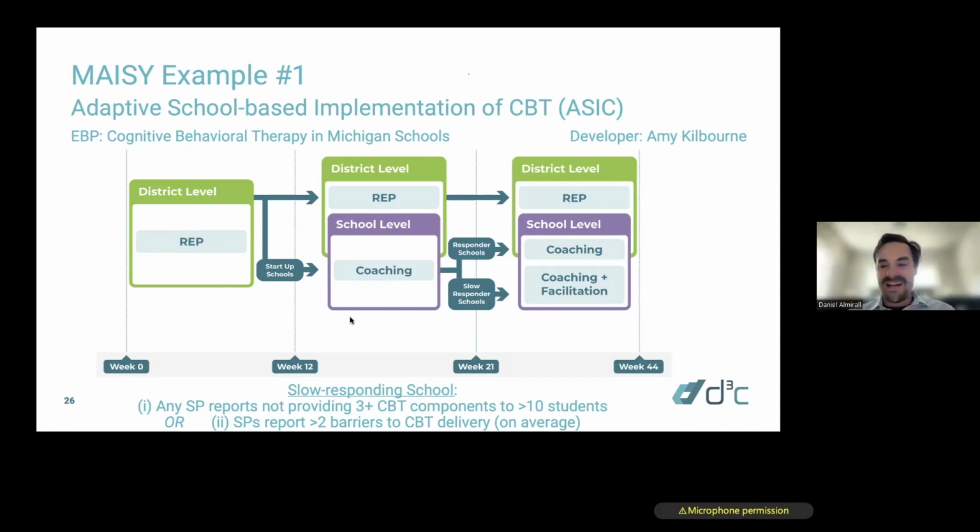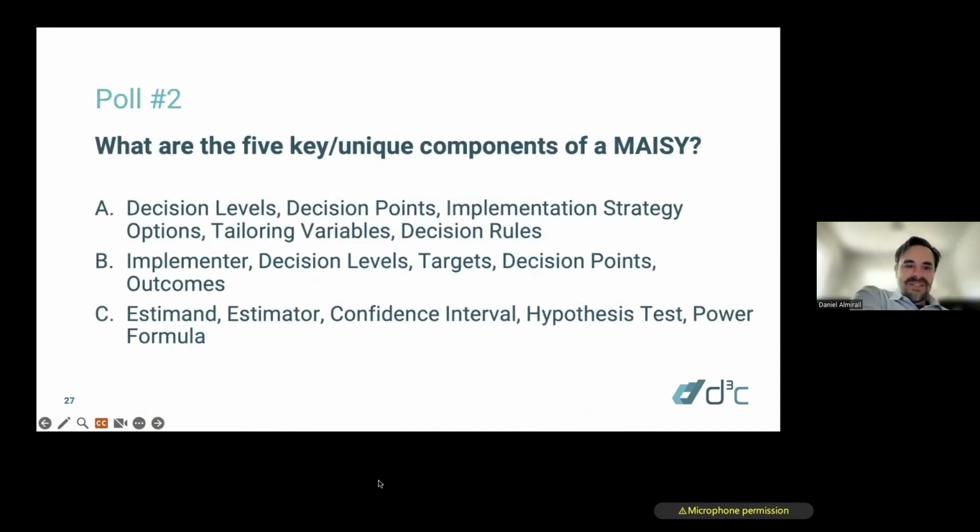This is amazing because the school level strategies are being adapted as I go based on things I'm learning. Everybody got it? And it's amazing because it's multi-level. All right. If I stop right now and all that you understand is what a MAISY is, I've succeeded in my talk. So what are the 5 unique components of a MAISY?